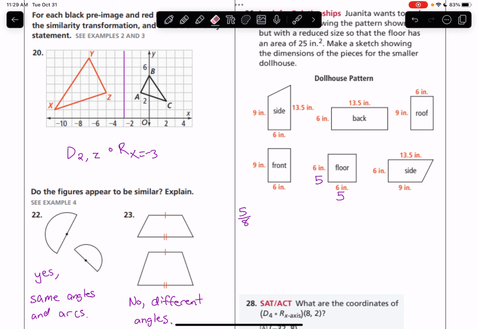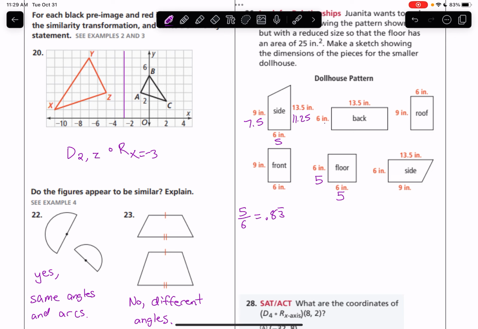Because that's going to be my new side length divided by my old side length. And 5 divided by 6 is 0.83 repeating. So if I multiply all the other side lengths by 0.83 repeating, I'll get the same scale factor. So the side here, this 6 becomes a 5. Then if I do 9 times 0.83, I get 7.5. If I do 13.5 times 0.83, I get 11.25.